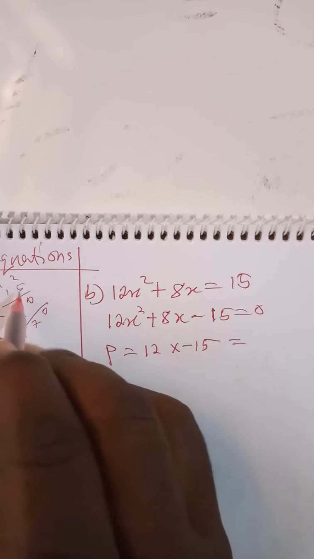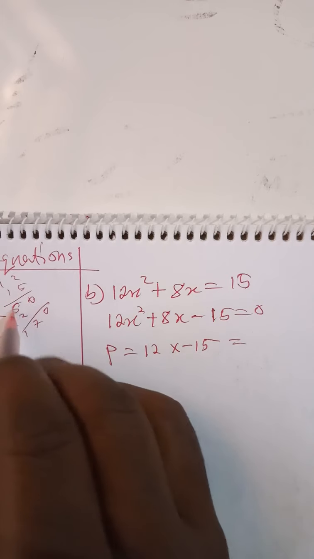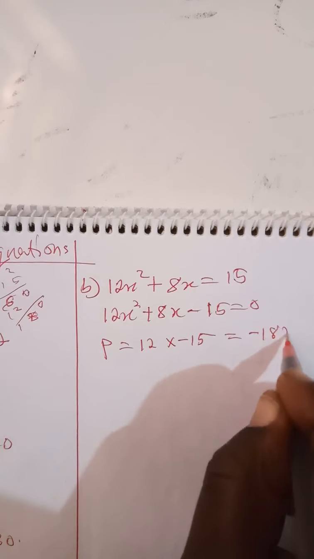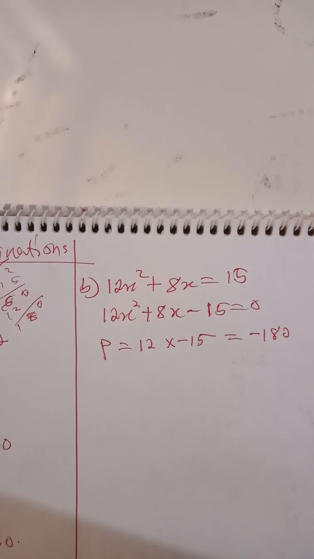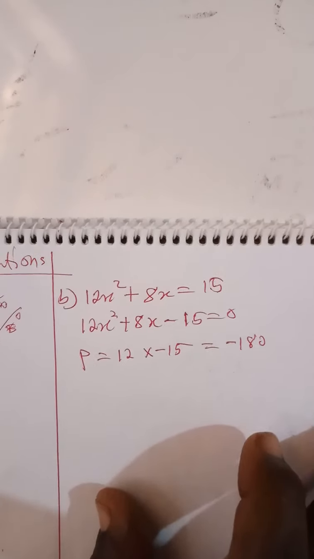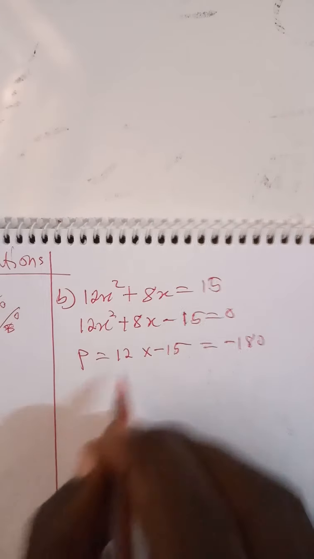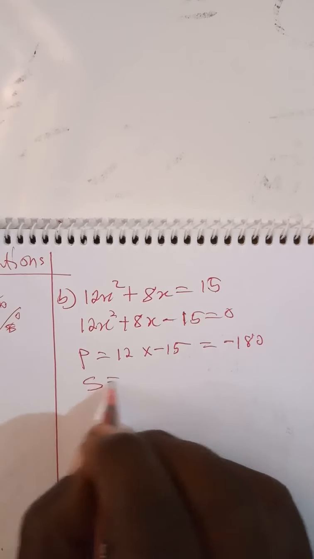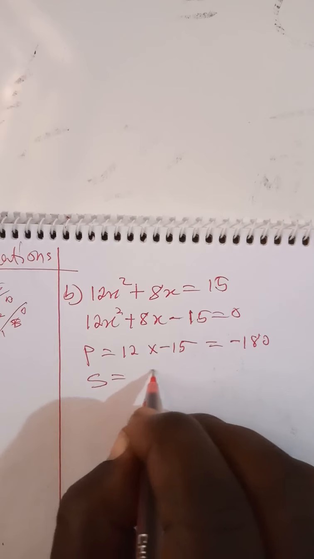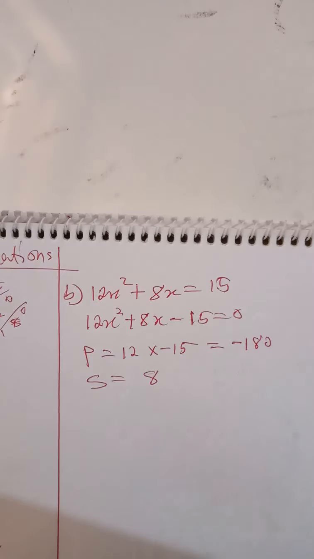Okay, so this times this is 10, 6. So it's going to be 180, right? Minus 180. Okay, 12 times minus 15 is minus 180. I will use minus 180. But firstly, the sum I'm dealing with is 8, the coefficient of x. Okay, so that's what we're going to do.